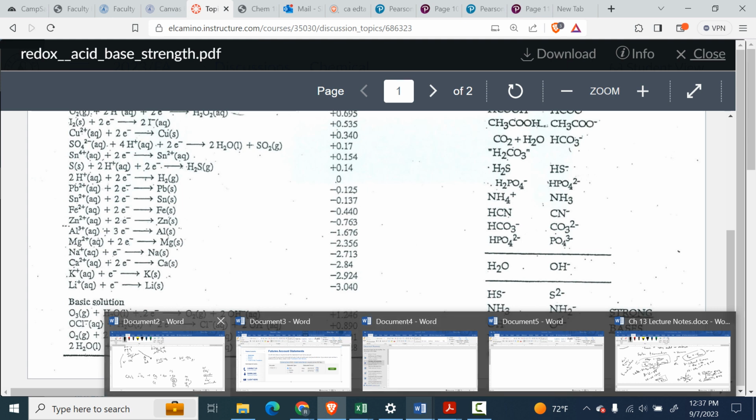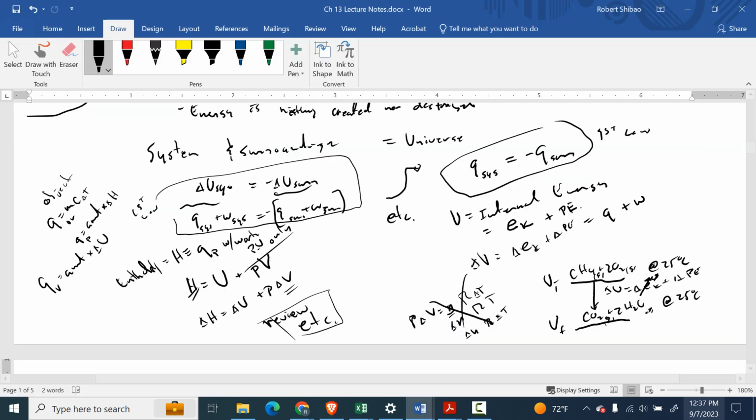So let me talk about that here just briefly. So we have delta U and we have delta U standard, and we have delta H and we have delta H standard. So we need to know that difference.